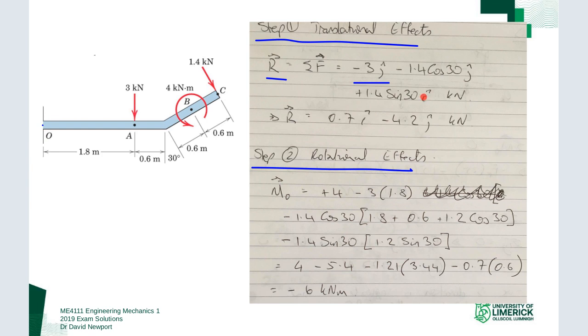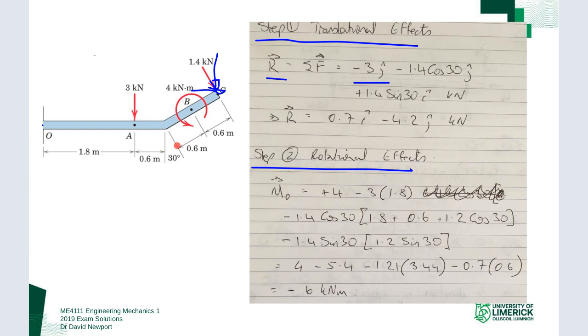So I have minus 3 j hat, I leave it in kilonewtons, minus 1.4 cos 30 j hat plus 1.4 sin 30 i hat. Okay, so that's breaking that into its two components. Come like that, and the component come down like that. So I summed those up, and again, minus 0.7 i hat minus 4.2 j hat.